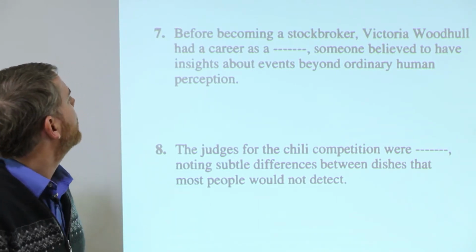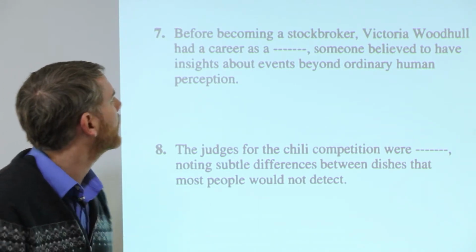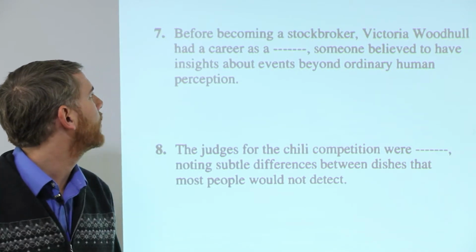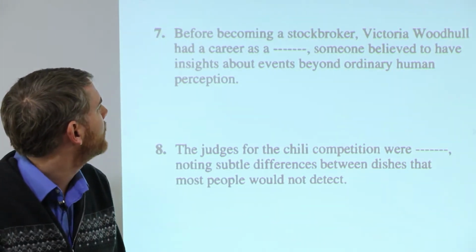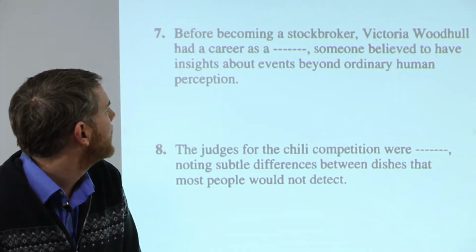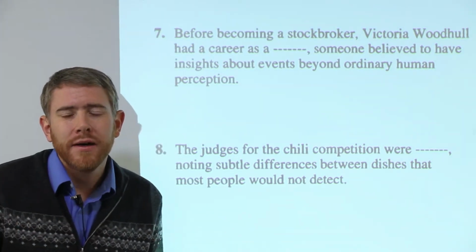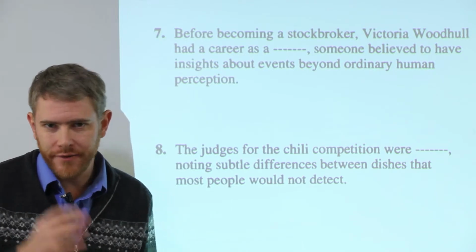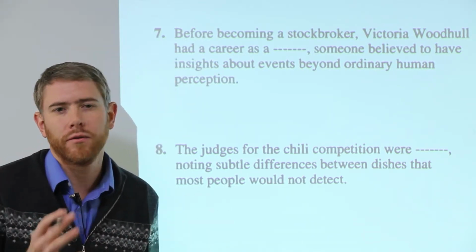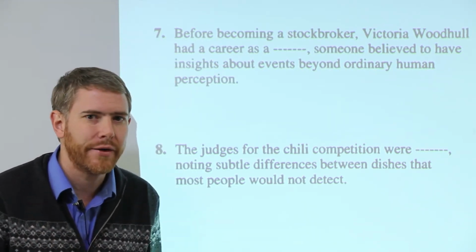Look at number 7. Before becoming a stockbroker, Victoria Woodhull had a career as a blank. Someone believed to have insights about events beyond ordinary human perception. Now let's take a look here. We have two directions here, and this is why there's no particular rule. It's a great example. It's late in the section.